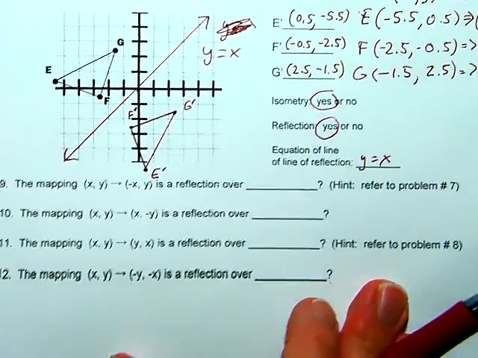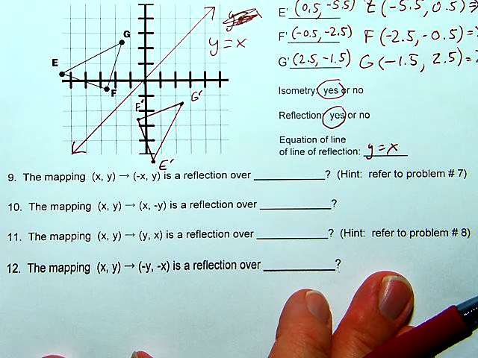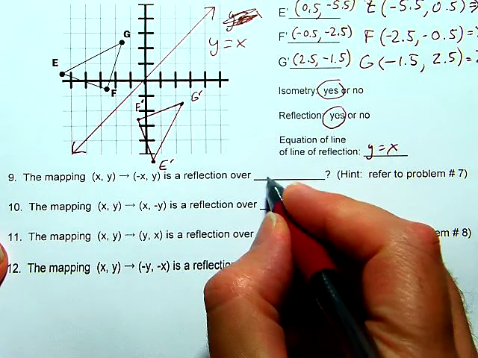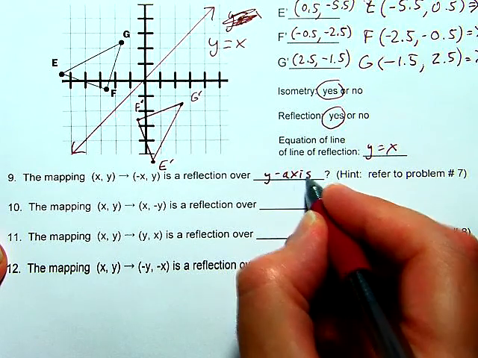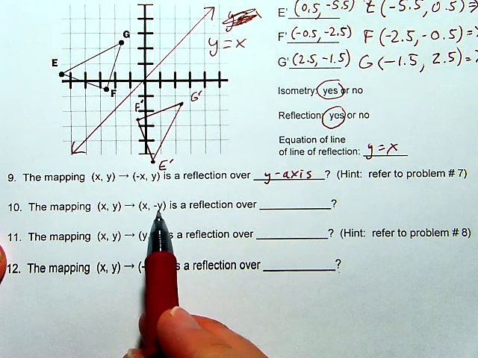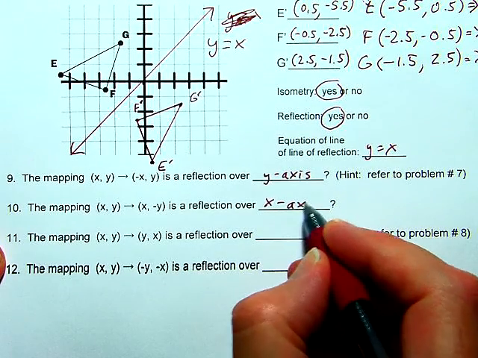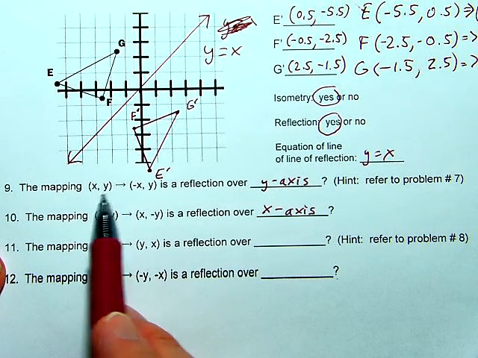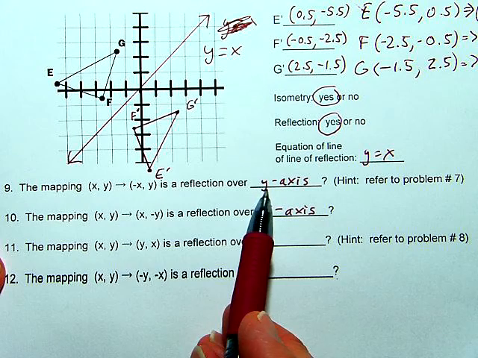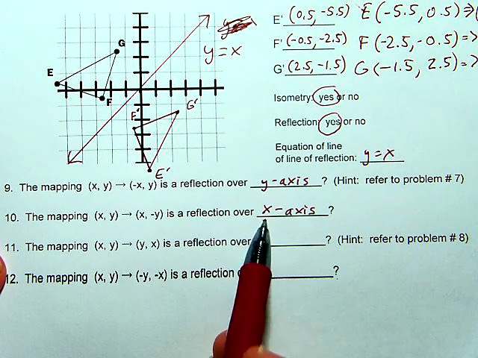So let's go down to the summary here below, and let's conclude some of the discoveries that we made. So the mapping from x,y to negative x,y is a reflection over the y-axis. And we saw that in problem 7. The mapping from x,y to x, negative y is, guess what? That's going to be a reflection over the x-axis. Okay, so when you change the sign of x, you're reflecting over the y-axis. And when you're changing the sign of y, you're reflecting over the x-axis.